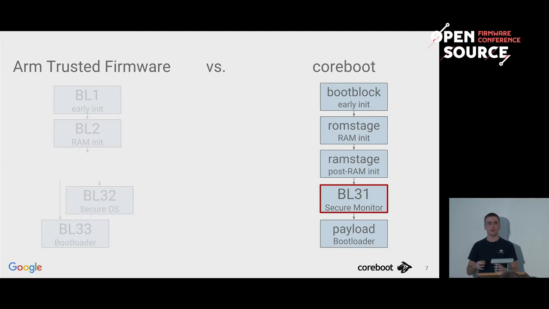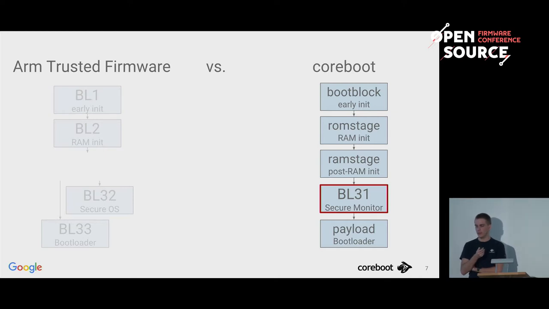So we integrate Trusted Firmware as a Git submodule into coreboot. When you check out the coreboot source tree, you automatically have the Trusted Firmware source tree there as well and can develop in it. And when you build coreboot, it also builds Trusted Firmware and then picks the right part, that BL31, out of it and integrates it into coreboot at the right place. So it all works out pretty nicely.